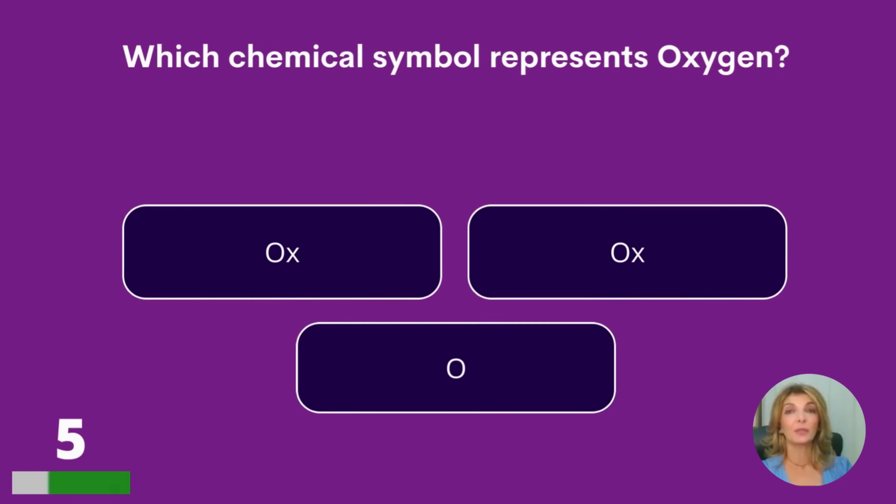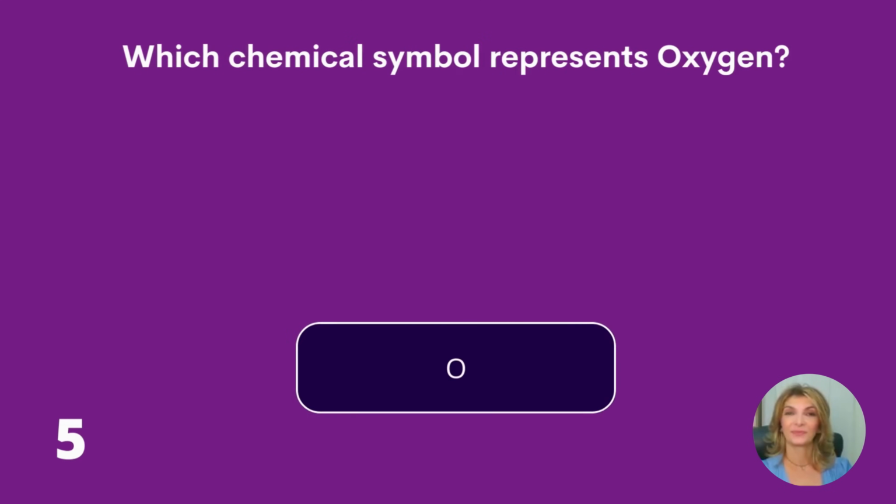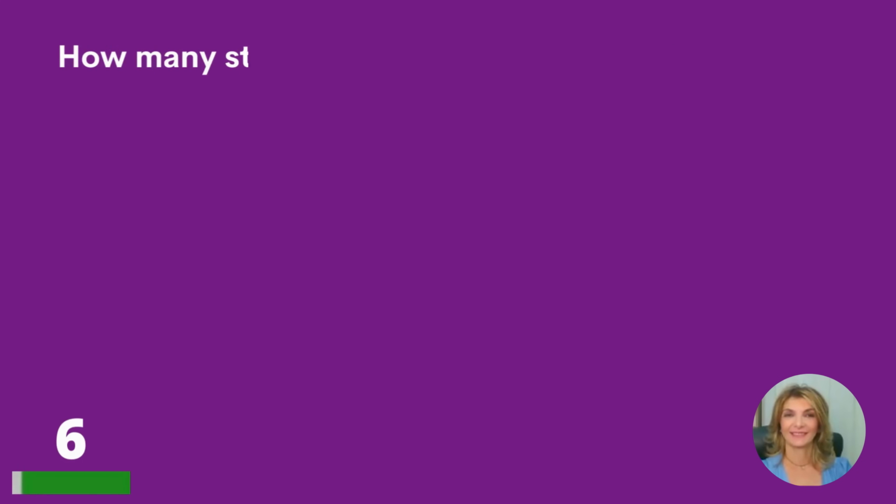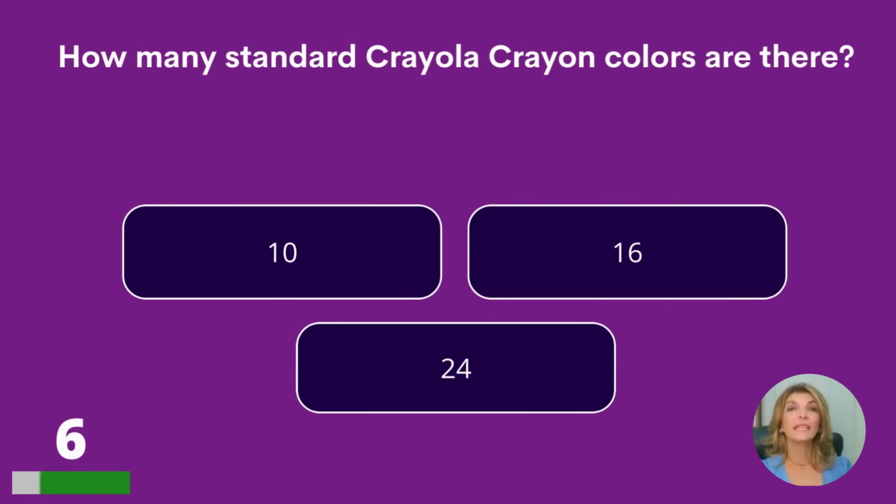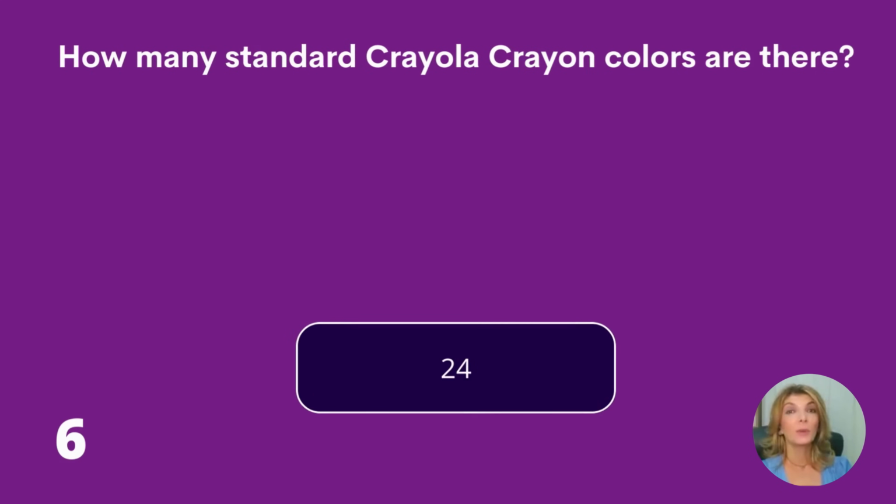Which chemical symbol represents oxygen? OX or O? O. How many standard Crayola crayon colors are there? 10, 16, or 24? 24.